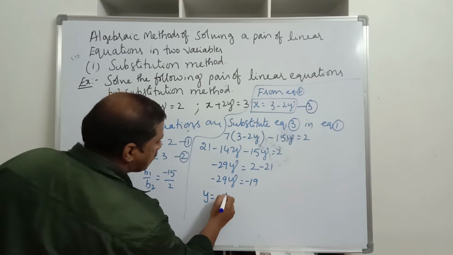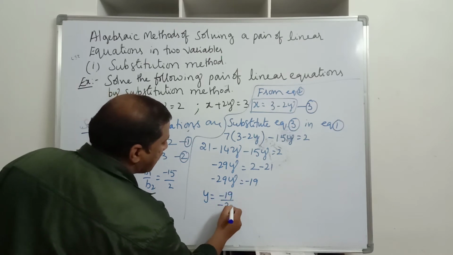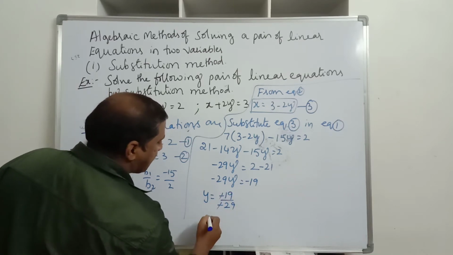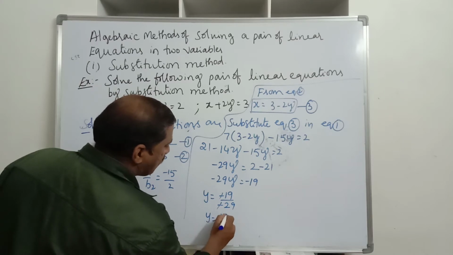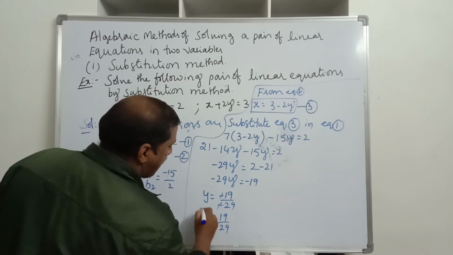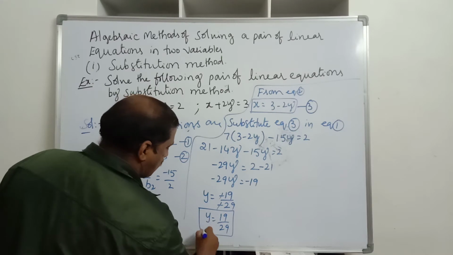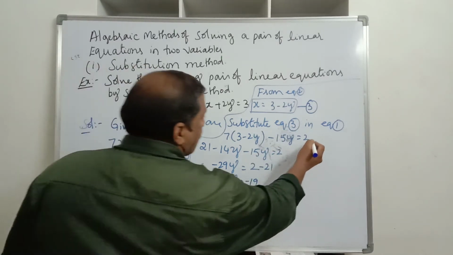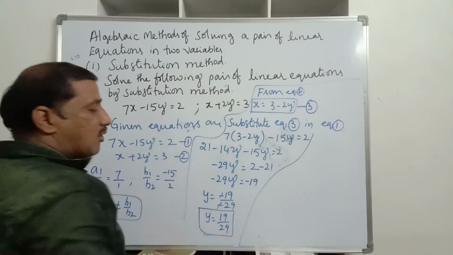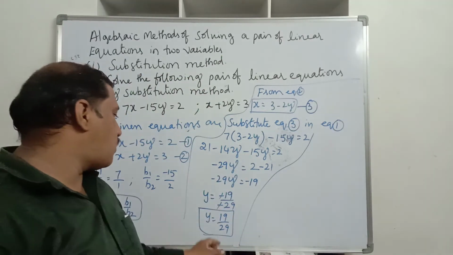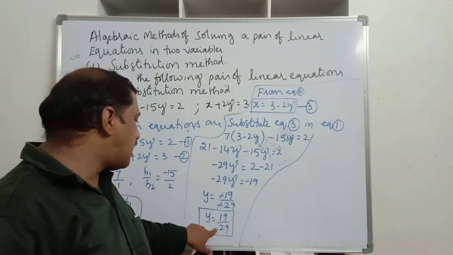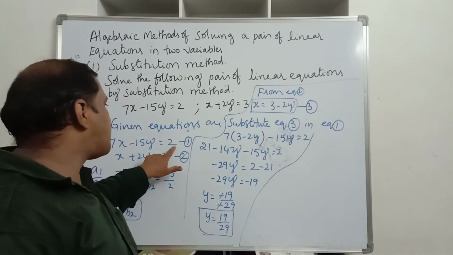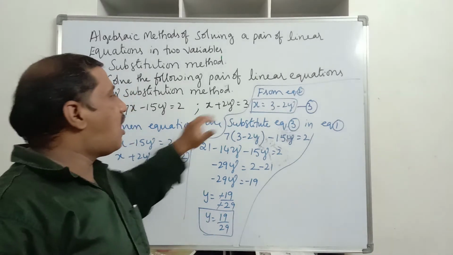y is equal to minus 19 by minus 29. Minus and minus are cancelled. Now y is equal to what? 19 by 29. y is equal to 19 by 29. Now we got the y value. Now substitute to get the x value.